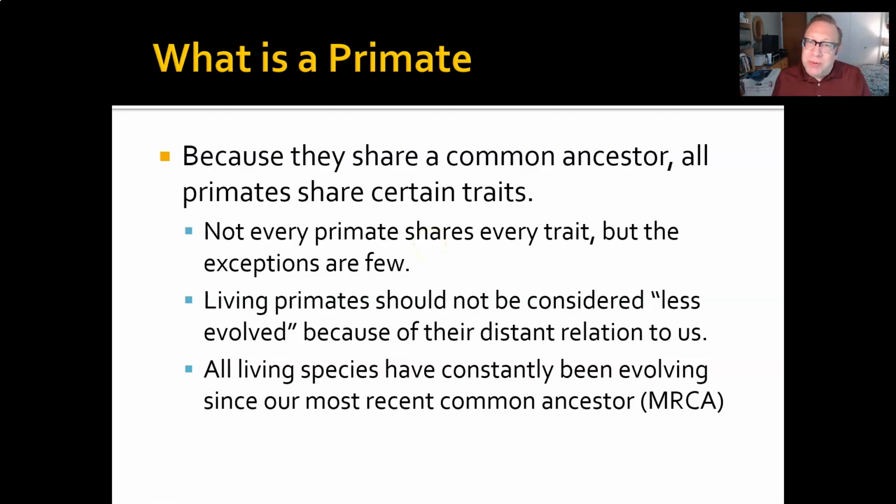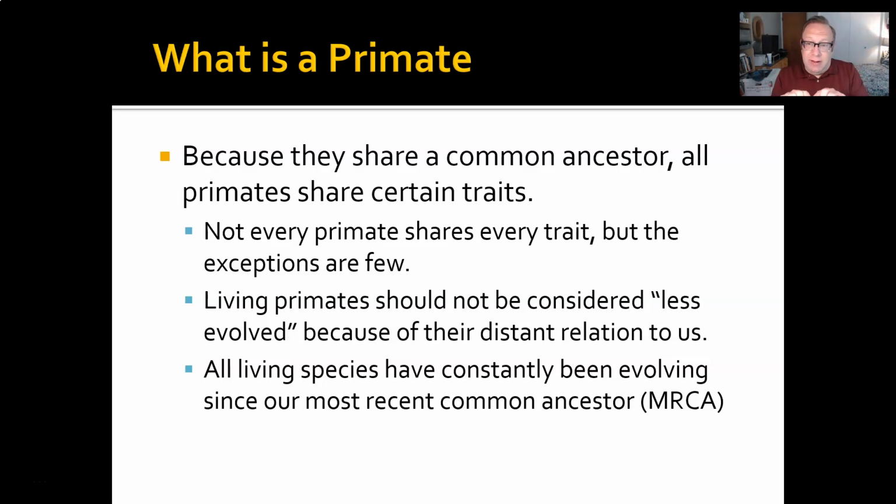The most important thing to remember, though, is we need to make a distinction between living primates and our most recent common ancestors with those primates. Remember, the most recent common ancestor between chimpanzees and humans, which existed around 6 million years ago, was not by default a chimpanzee. Okay?